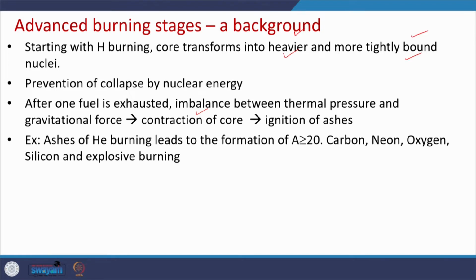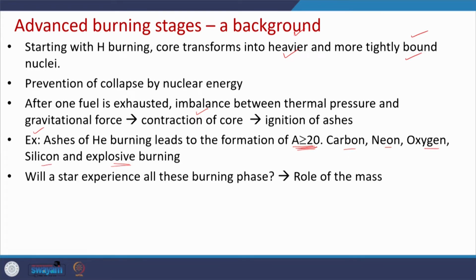For example, the ashes of helium burning lead to the formation of nuclides whose mass numbers are greater than 20. For example, after helium burning, you will find the elements carbon, neon, oxygen, silicon, and then we can also discuss this explosive burning.